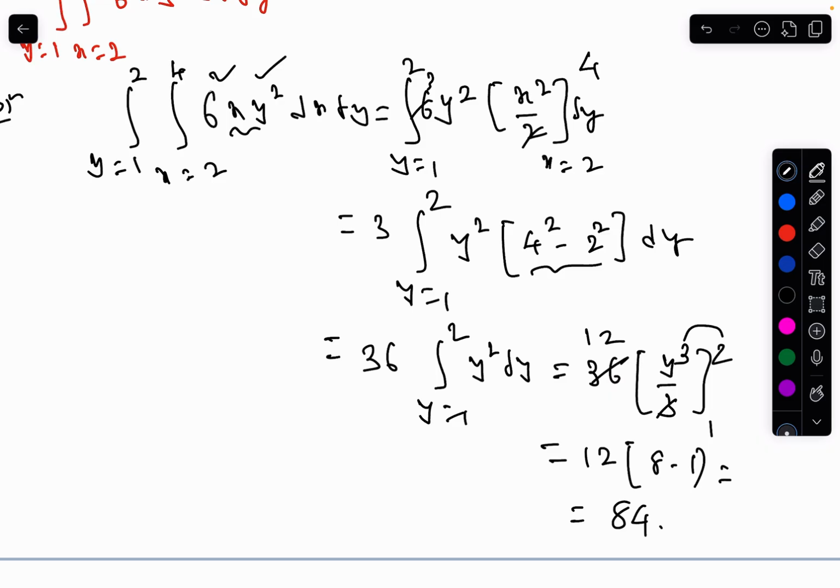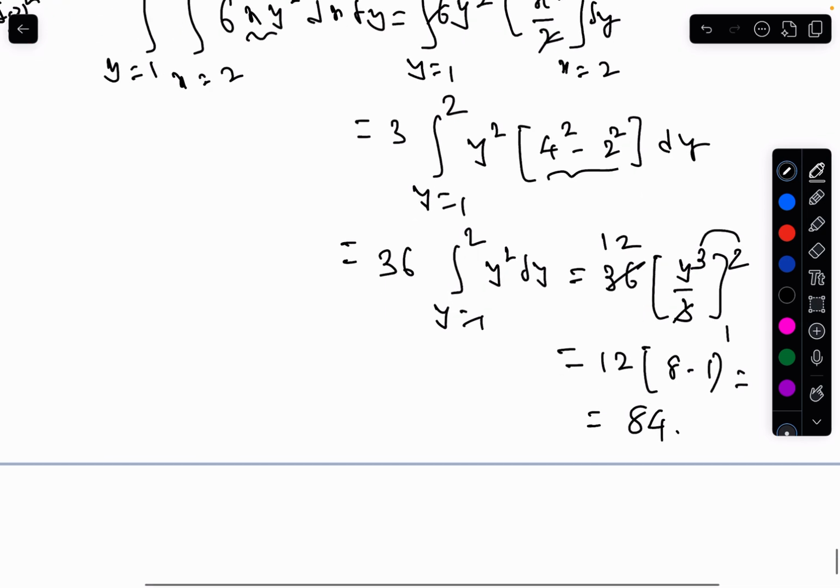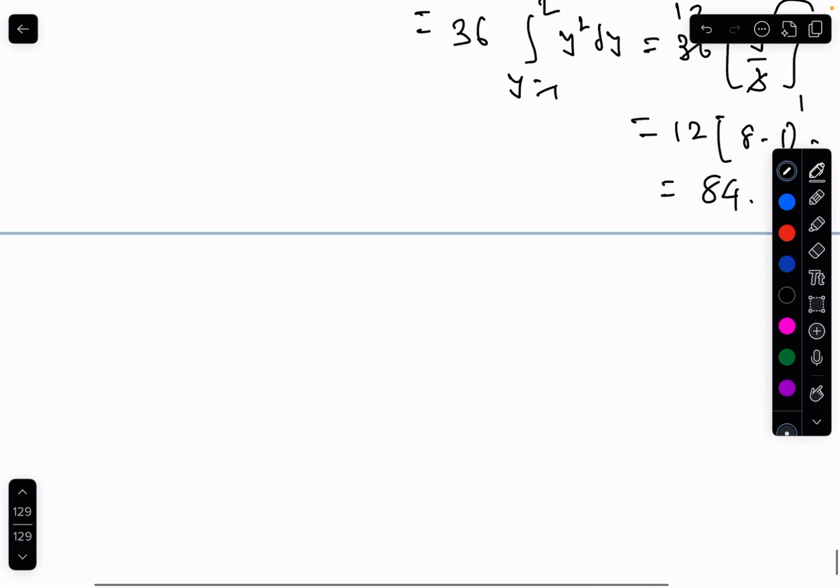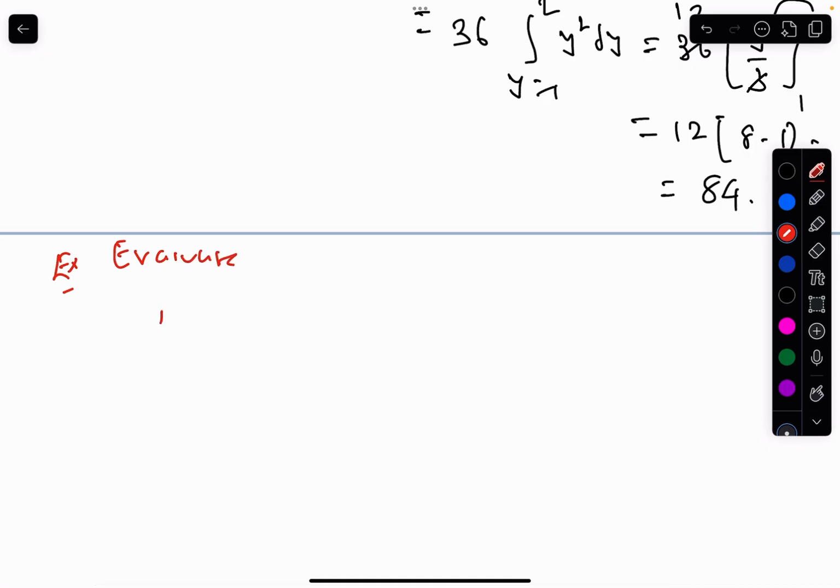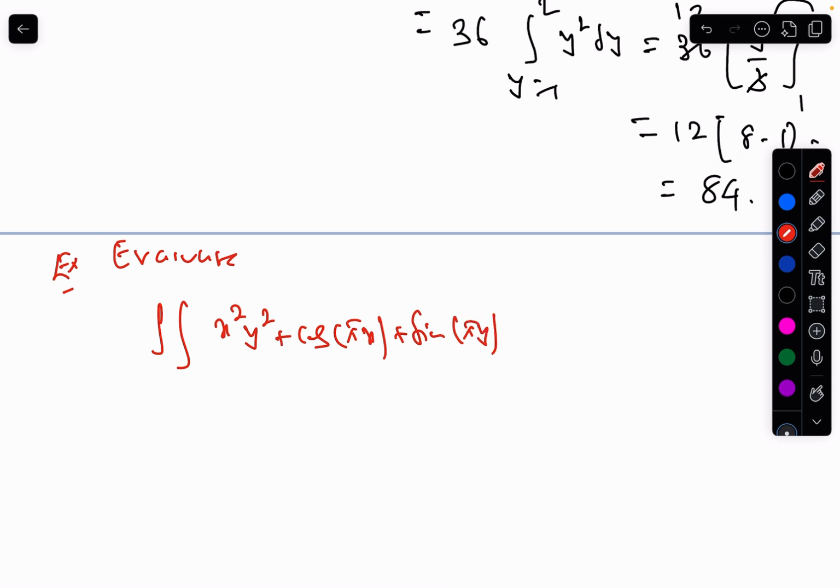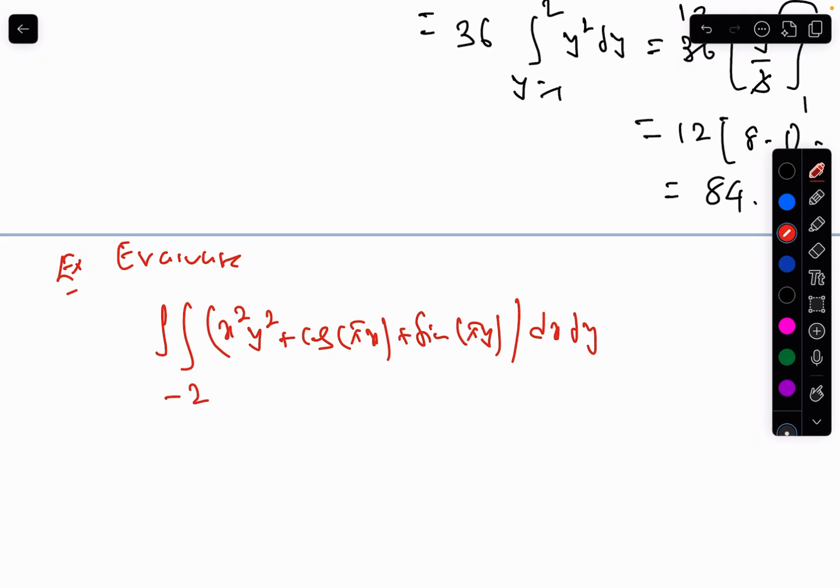Let us take one more example. Evaluate the double integration of x square y square plus cosine pi x plus sine pi y dx dy, where x is from -2 to -1 and y is from 0 to 1.